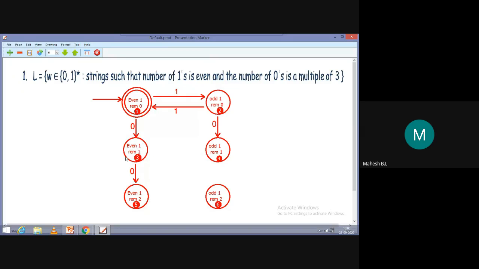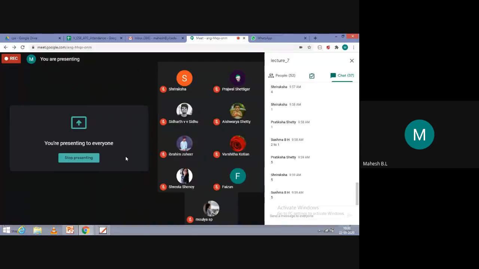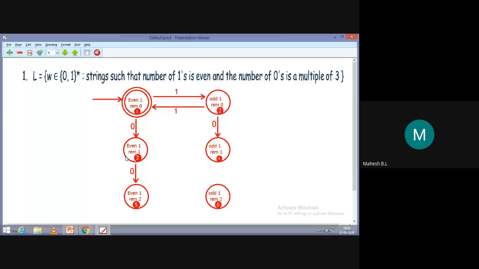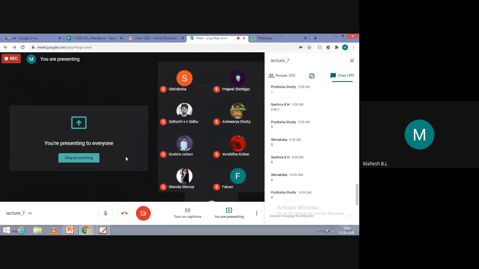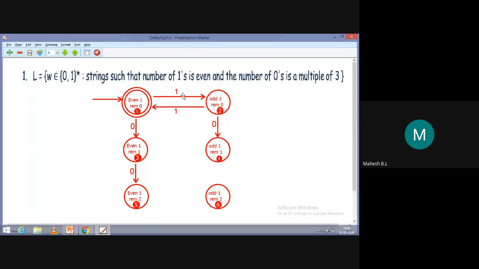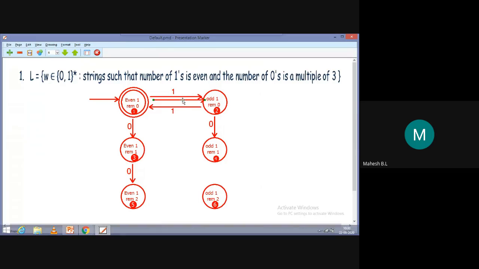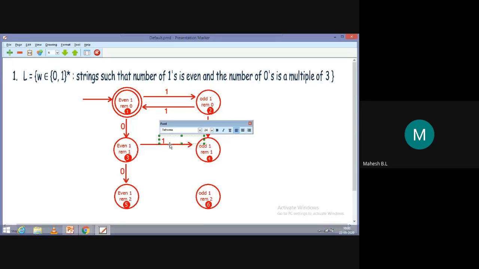Okay, in state 3, if the input symbol is 1, what transition? State 3, input symbol 1. So there is a transition to state 4. Yes, the even number of ones becomes an odd number of ones.